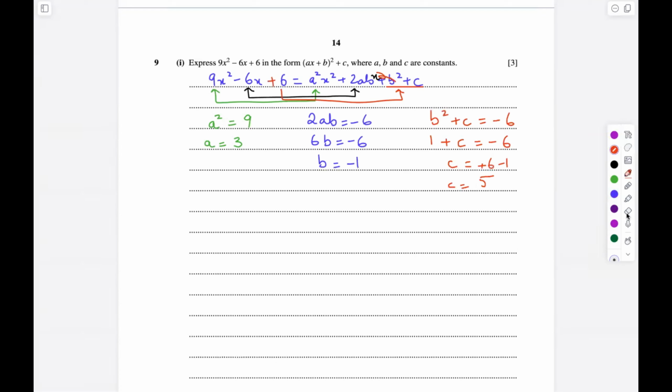And this was 2abx over here. So this will be (ax + b)² + c. Once we have the values of a, b, and c, we can write the expression: a is 3, so that will become (3x − 1)², and the value of c is 5. So this will become (3x − 1)² + 5.